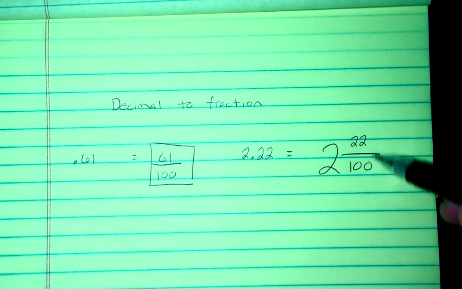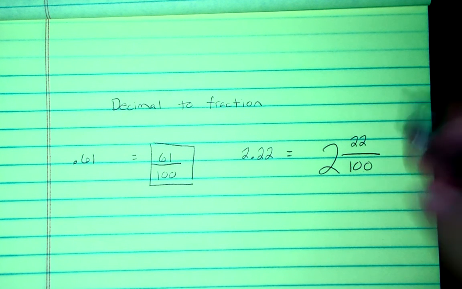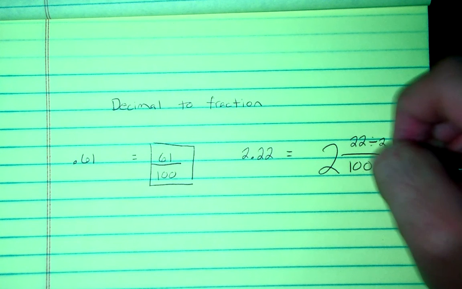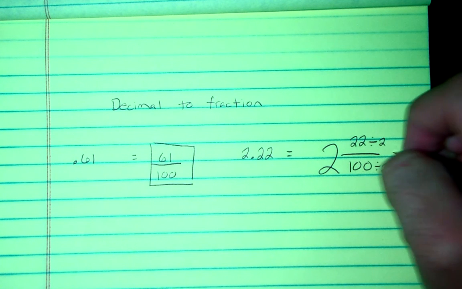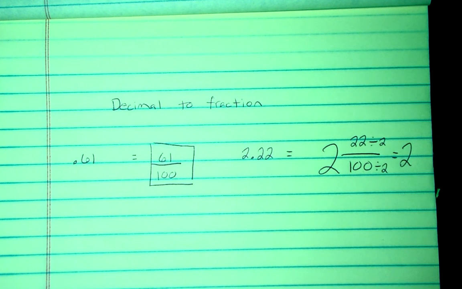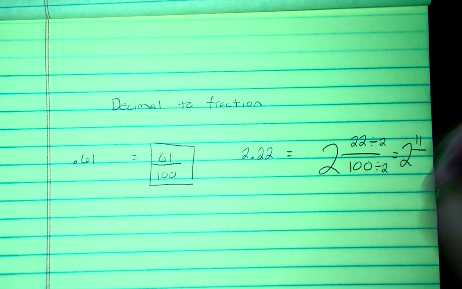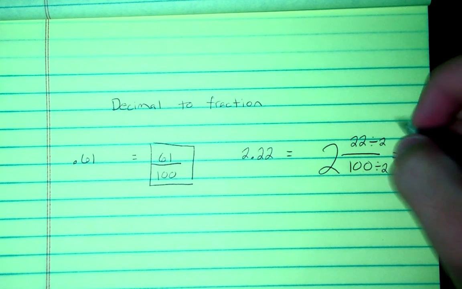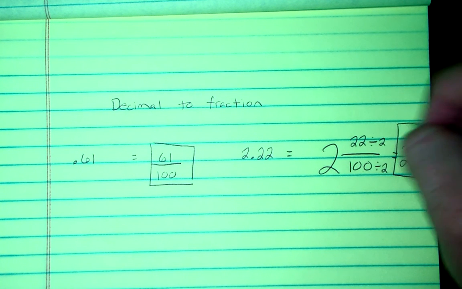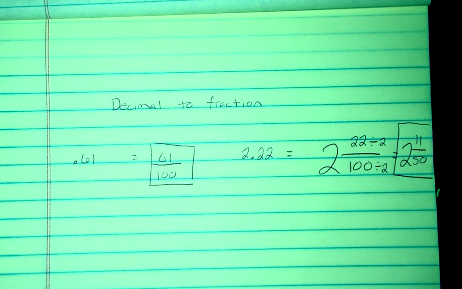If you notice, these are both even numbers, so they are both divisible by 2. So that would give you 2 wholes still. Half of 22 is 11. Half of 100 is 50. That cannot be simplified anymore. So that would be your answer.